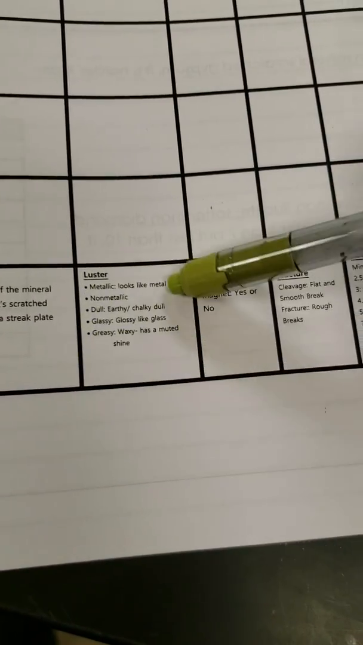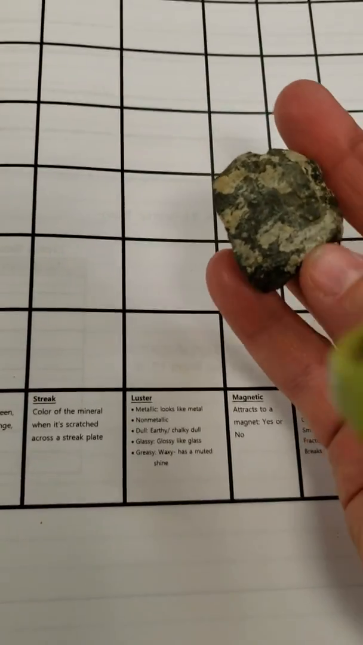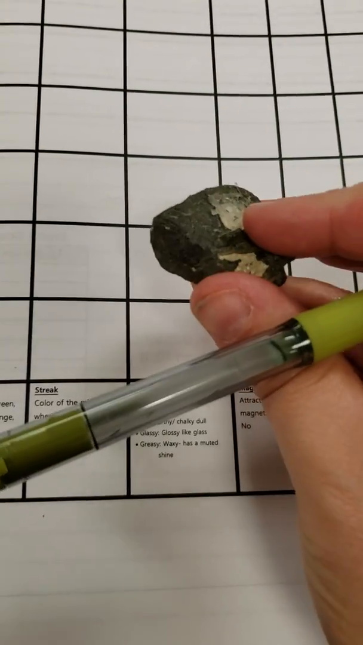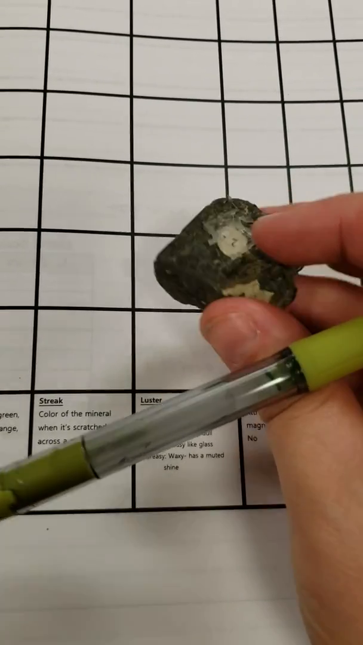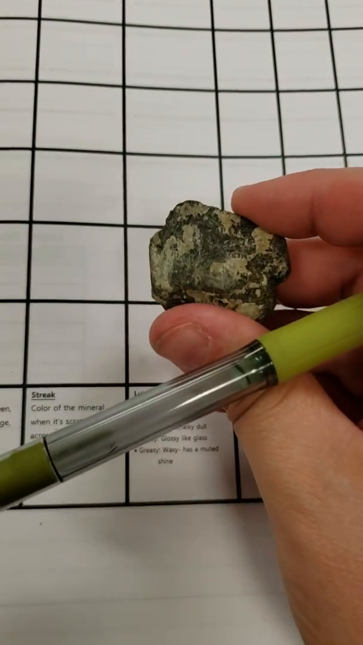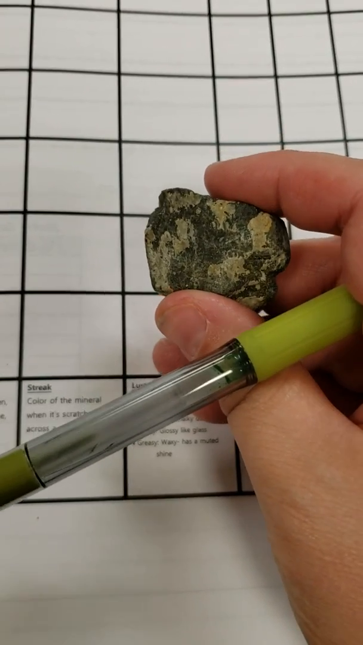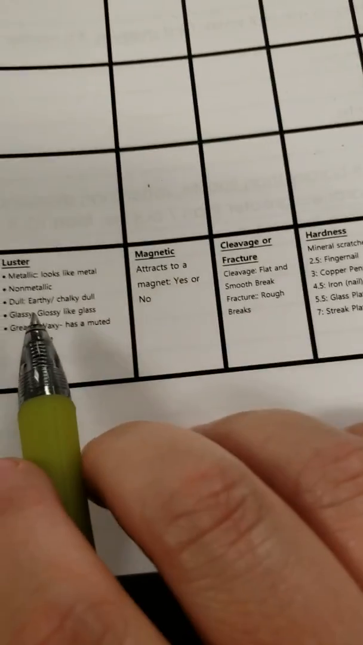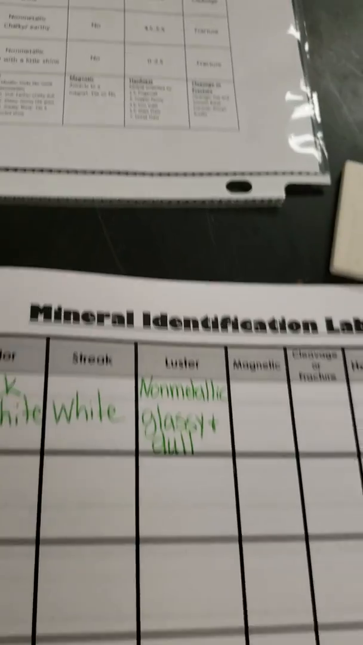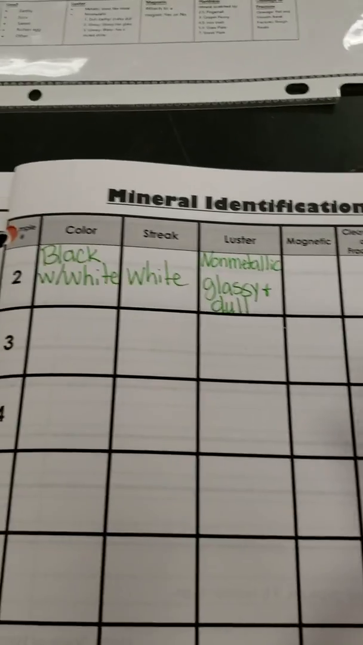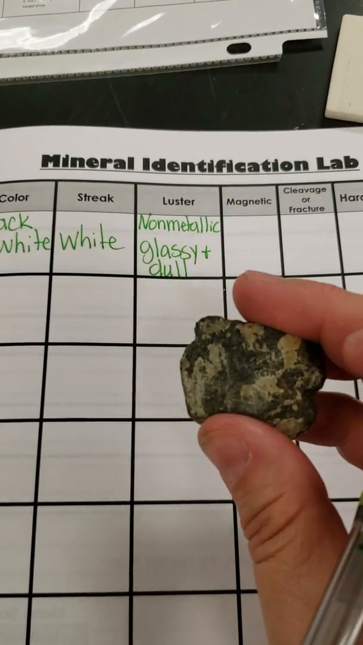Okay, luster, or how the light reflects off of the surface. So here's some helpers. Is it metallic? Does it look like a metal? No, I would not say, whoa, look at that metal mineral. Okay, so non-metallic. It does have a little bit of a shine in some places where the light reflects off of it. See that? That's pretty. So I would say non-metallic, but a little glassy. I guess also a little dull. So it has the glassy, shiny parts, but it also has parts that don't shine. So we can call those our dull parts.